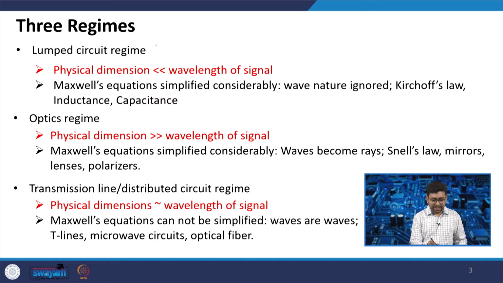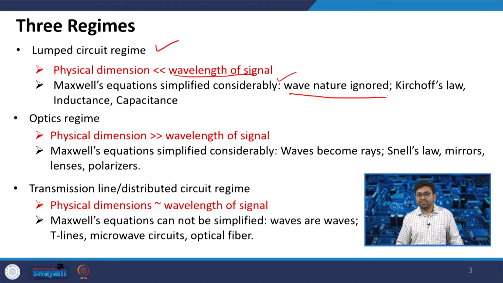First is the lumped circuit regime, where almost all low frequency design is considered, where you consider an inductor as an inductor. In that, your physical dimension is much less than the wavelength of the signal, because as your frequency is low, your wavelength is high. So, you can easily simplify Maxwell's equations and ignore the wave nature of the signal. You can easily use Kirchhoff's laws, with inductance and capacitance as they are.